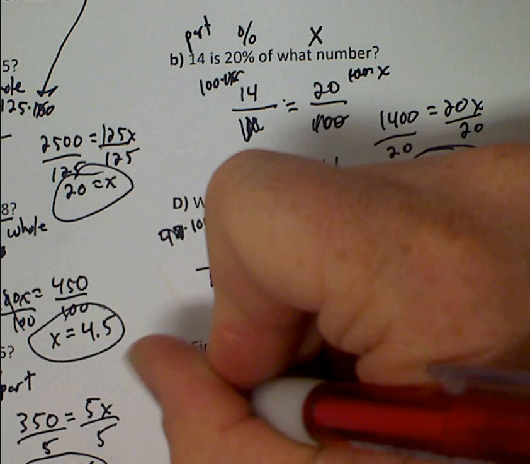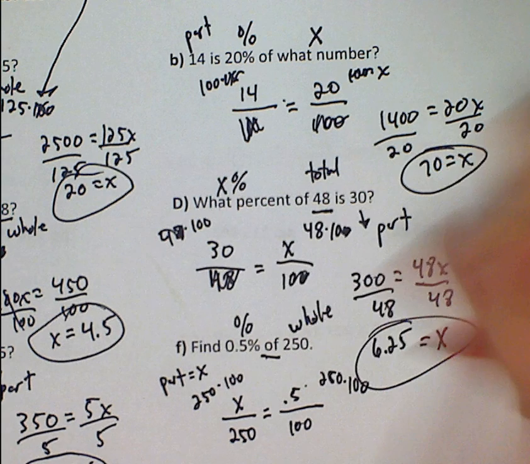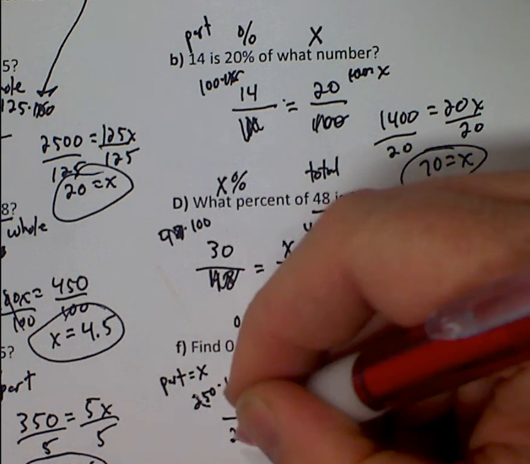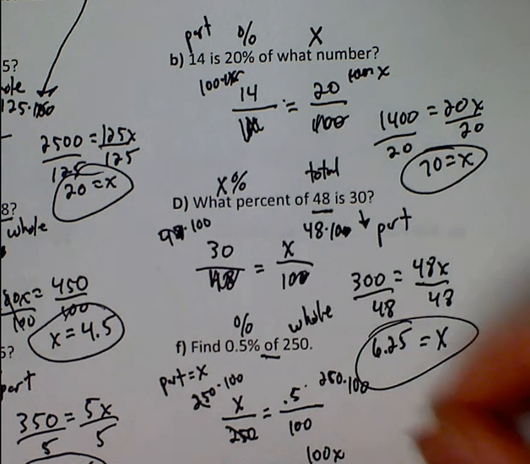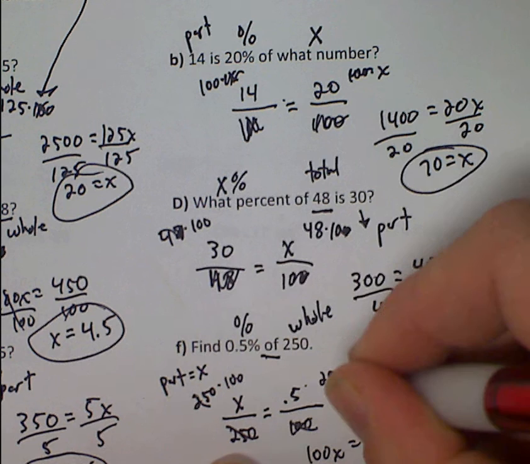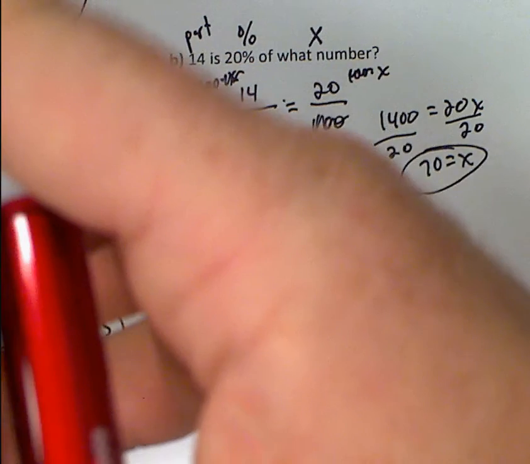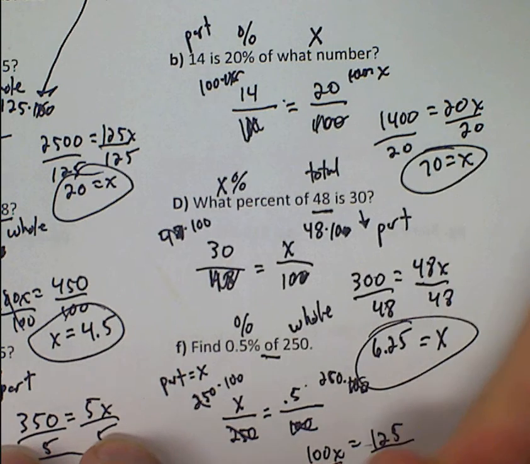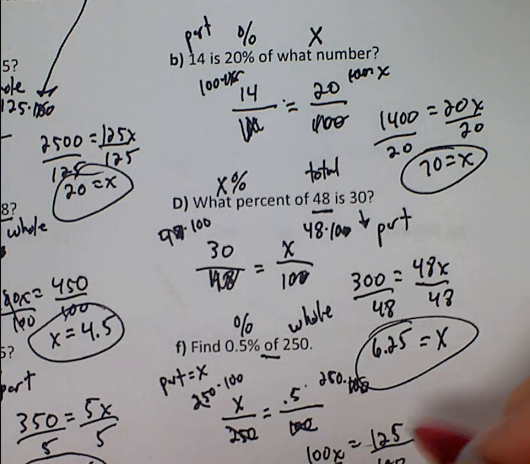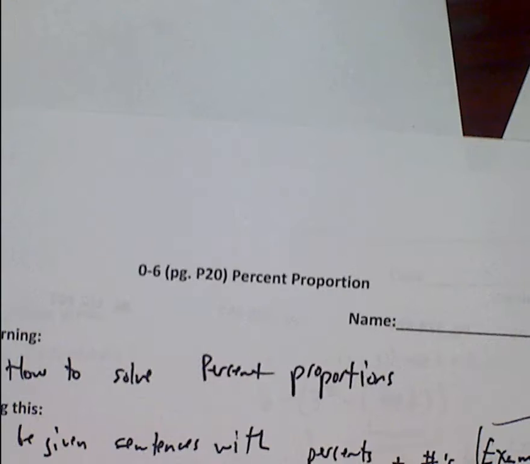So multiply both sides by 250 and 100. My 250 would go away. 100 times x is 100x. My 100 goes away. So 0.5 times 250 gives me 125. Divide by 100. If I divide by 100, x would have to be 1.25. And that's how we do percent proportions.